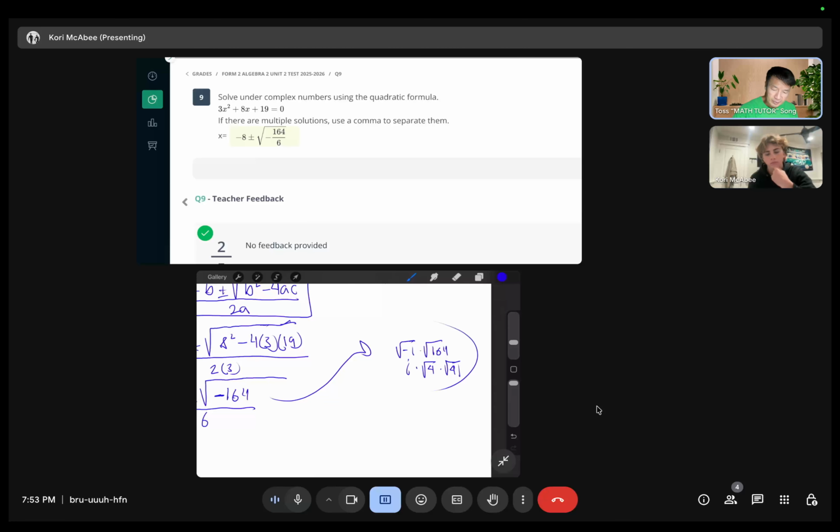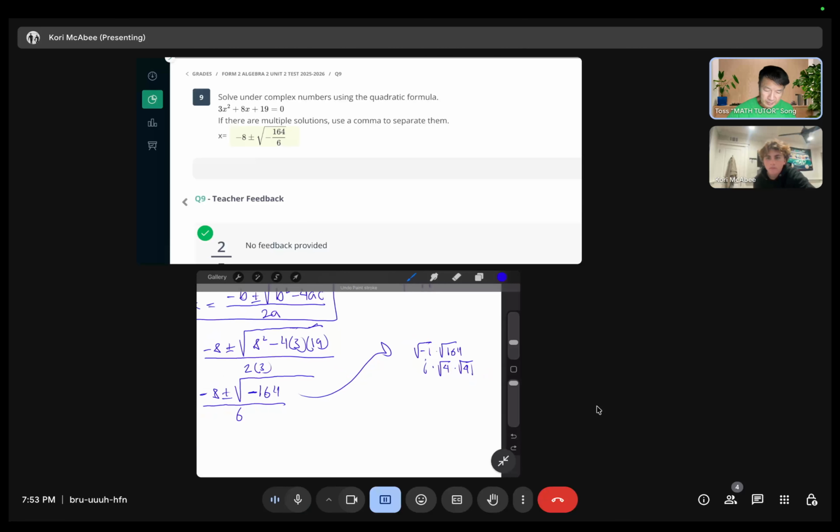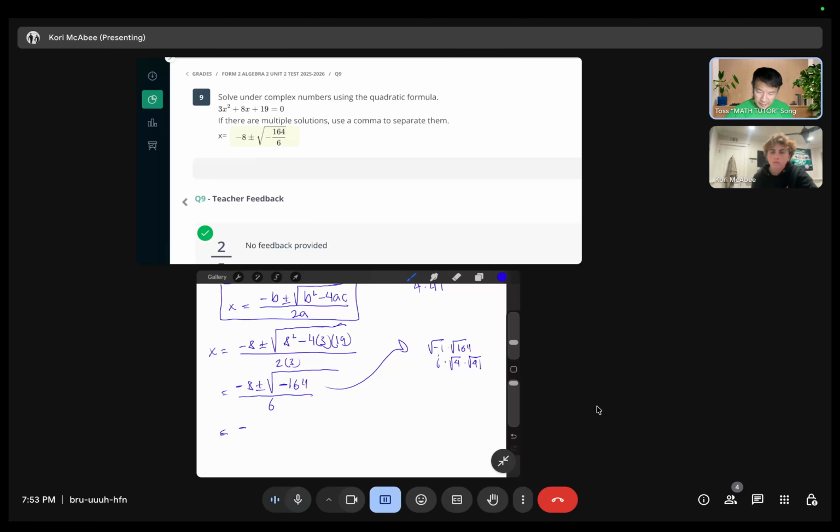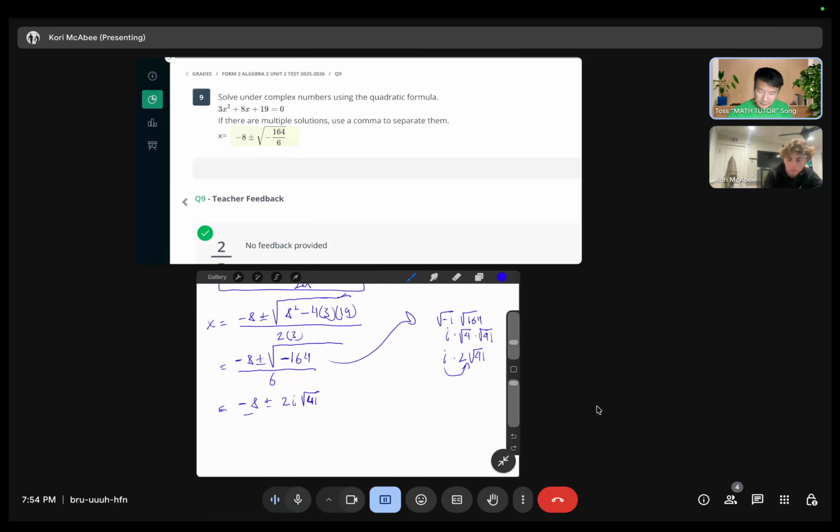So I think you understood how I did that. If I recollect this, it'll be i times 2 root 41, but they normally write the i in between. So here's the final, or almost final. But you want to show this first: 2i, squeezing the i in between the 2 and the root 41. 41 is prime, you cannot factor that further. All over 6.